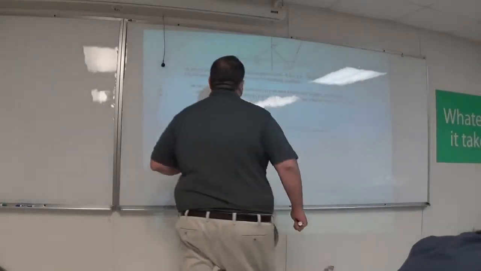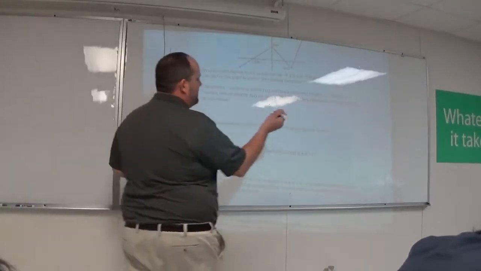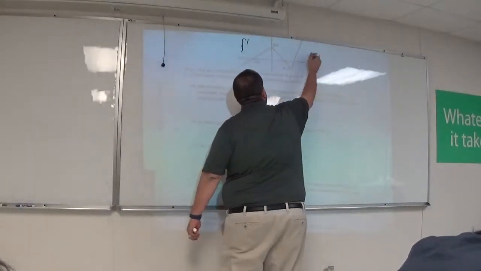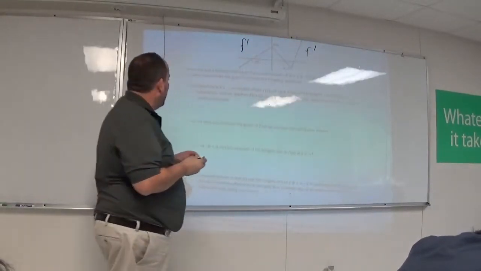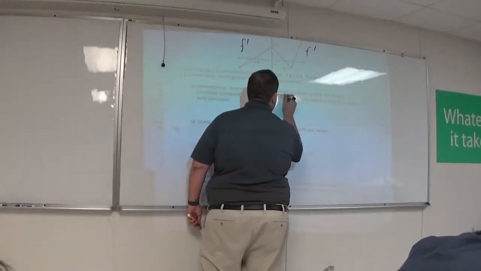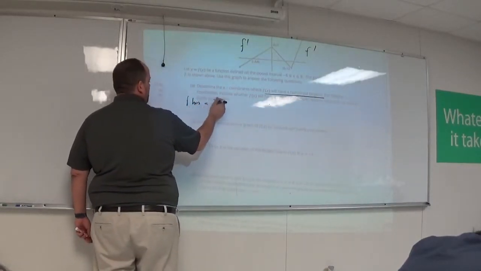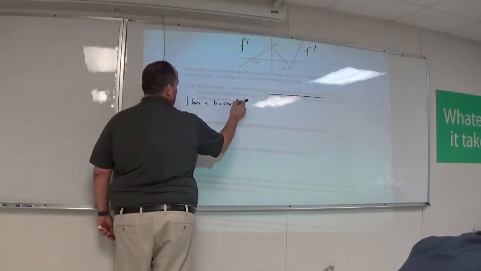Let y equal f of x be a function defined on the closed interval negative 5 to 5. The graph of f prime, the derivative of f, is shown above. This is f prime. We're not going to get fooled by that. Determine the x coordinates where f has a horizontal tangent line. So let's start there. F has a horizontal tangent line.